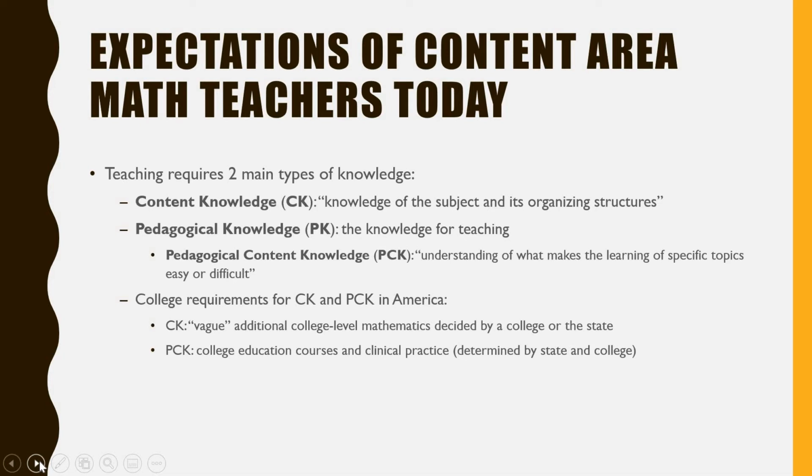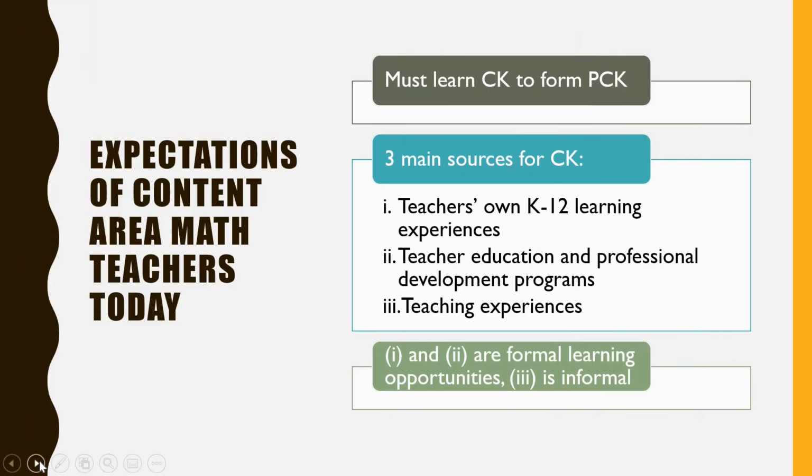The current level of content knowledge American scholastics expects from its educators is that of whatever is in a given college's curriculum, alongside some vague additional college-level mathematics decided by a university or the state. Pedagogical knowledge expectations are that which is learned in college education courses and clinical practice, such as student teaching. So, you need a base knowledge provided by CK to then form PCK.